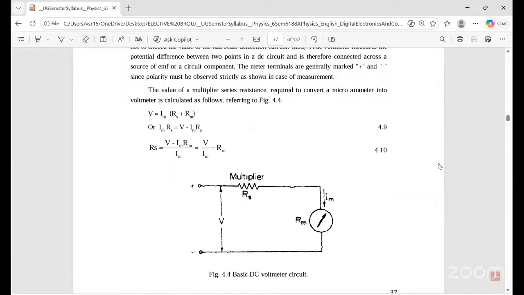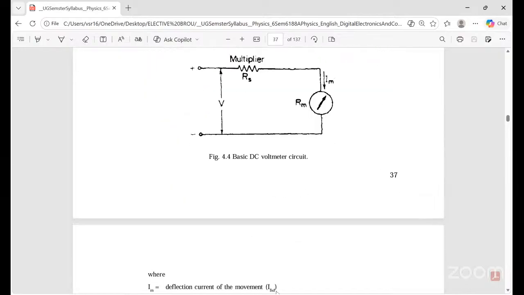So the value of the multiplier series resistance required to convert a microammeter into a voltmeter: V equals Im into (Rs plus Rm). So Im into Rs equals V minus Im Rm. So Rs equals (V minus Im Rm) by Im, which is V by Im minus Rm. So this is the multiplier. Rm is there.